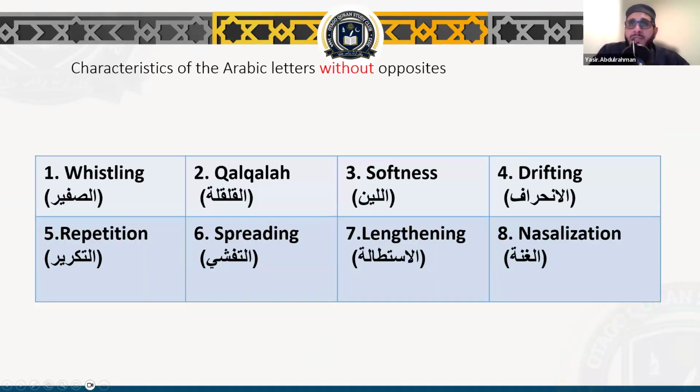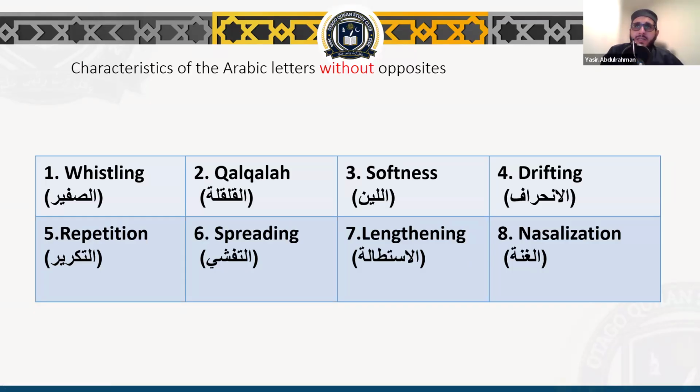The other group, which has no opposites, has 8 of them. So technically the total is 8 plus 9, which is 17. And if you look at the numbers, we have 17 articulation points and 17 characteristics. So the numbers kind of match. Not sure if it's by accident, but alhamdulillah, it's a good thing because it will be easy to memorize.